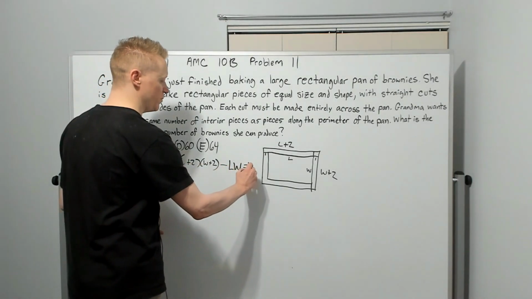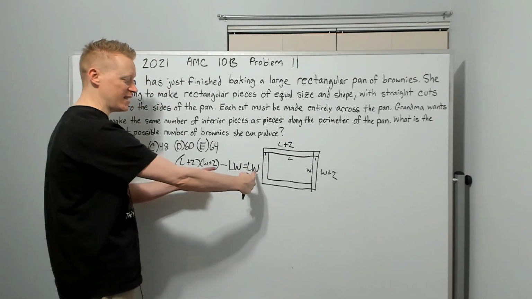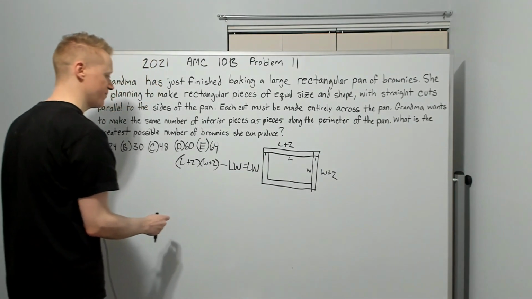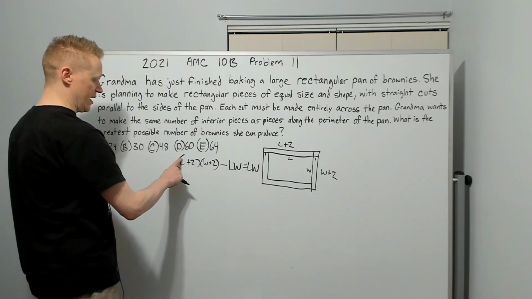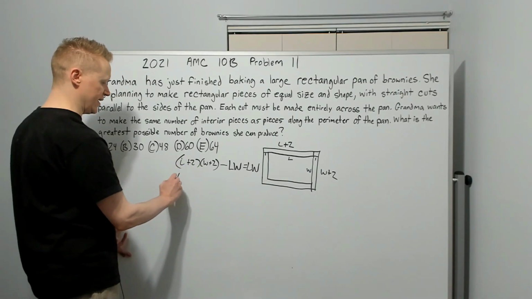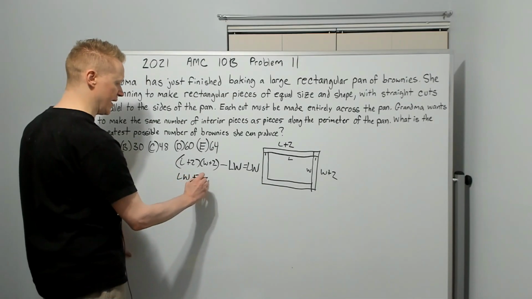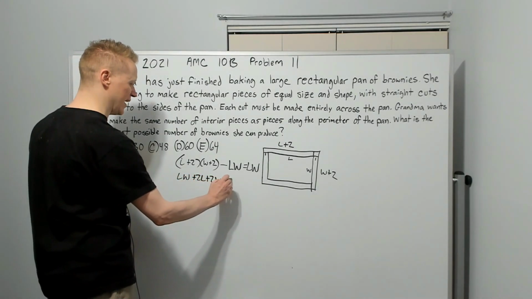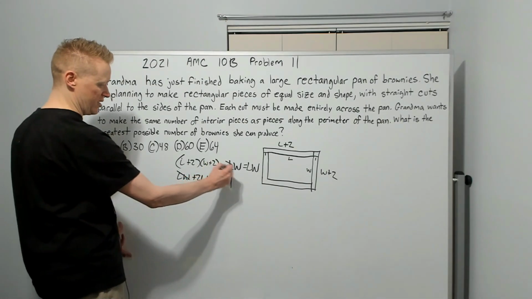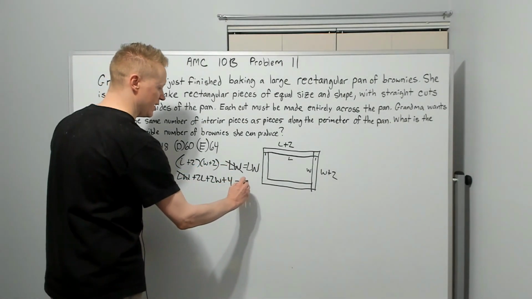And then this would be equal to the interior. So the edge brownies equals the interior brownies. Okay, so L times all of this: L times W gives LW, and L times 2 is 2L, and 2W, and 4. This LW and that LW cancel, because that's a minus and this is a plus, and this will equal LW.